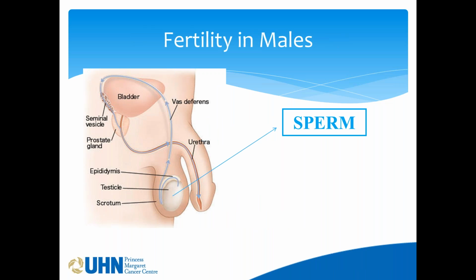This diagram is very basic, and what I essentially wanted to show is that the testes are where sperm is produced, and this is where the sperm can be affected. Sperm production can be affected, which can impact a male's future fertility.